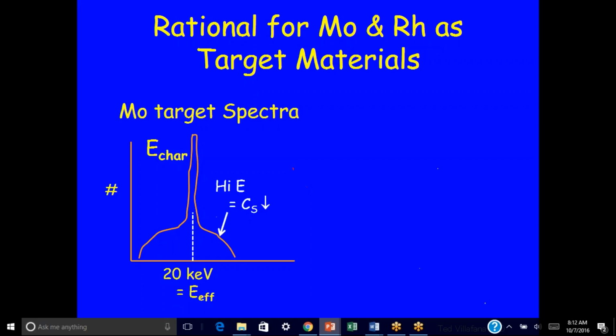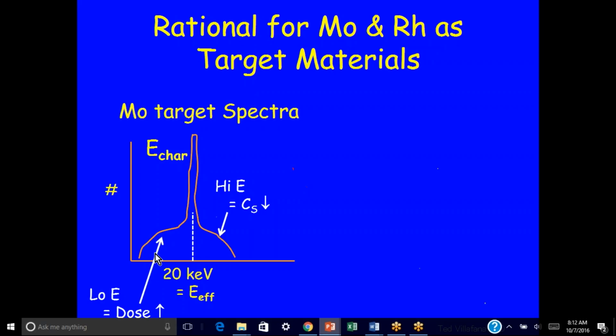Notice that there are still high energies present. And what do high energies do? They lower the image quality contrast. Notice that there are also low energies present. What do they do? They increase the dose. Low energy photons are easily absorbed.